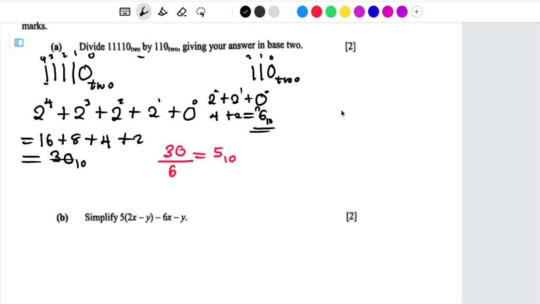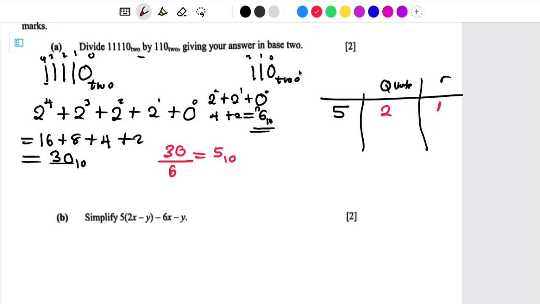So we have 5. Remember, here we are going to have a quotient, then here we are going to have a remainder. Those are the things that we are interested in. So 5 divided by 2, what are we going to get? We are going to get 2 as the quotient. What is going to be the remainder? The remainder is going to be 1.